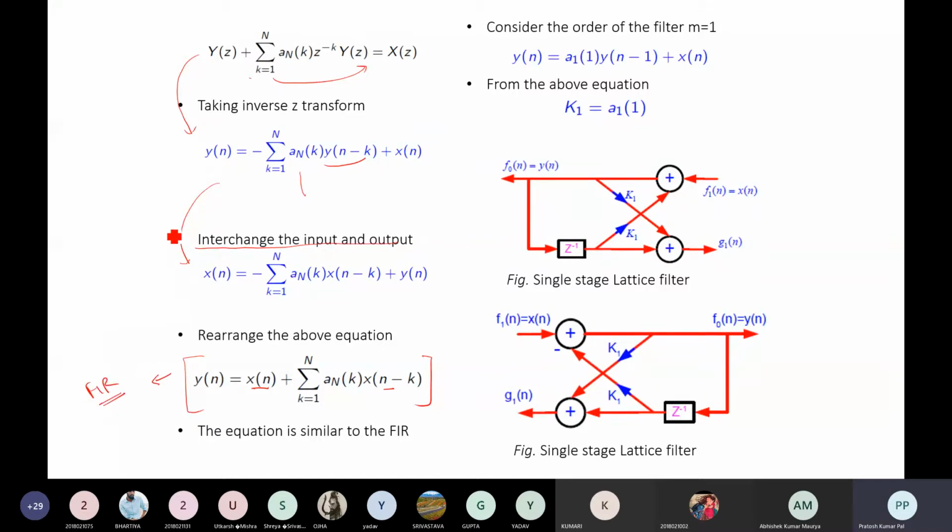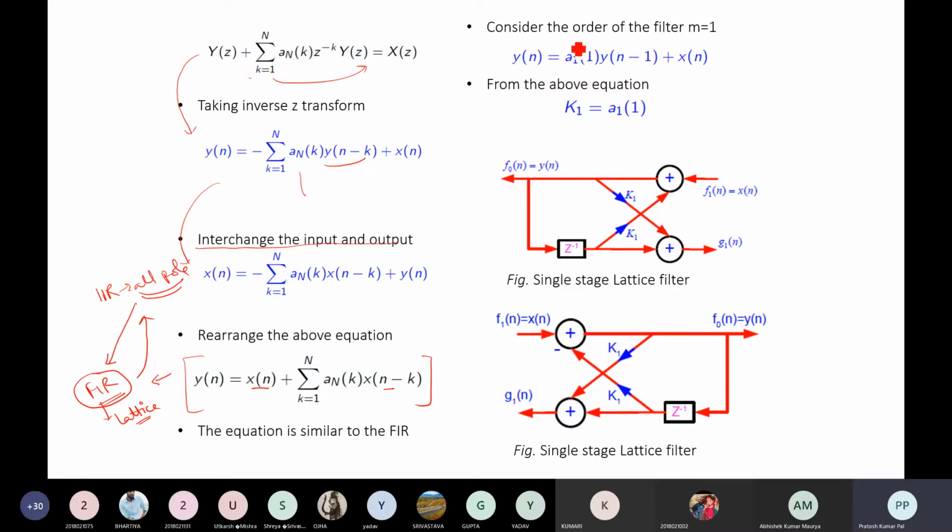Okay, so if any IIR filter has an all-pole system, then it is equivalent to an FIR system. That means whatever lattice structure the FIR system has, which we have gone through in the previous class, a similar lattice structure will be there for the IIR system that has only all poles. So from there we can consider that. This is the generalized expression.